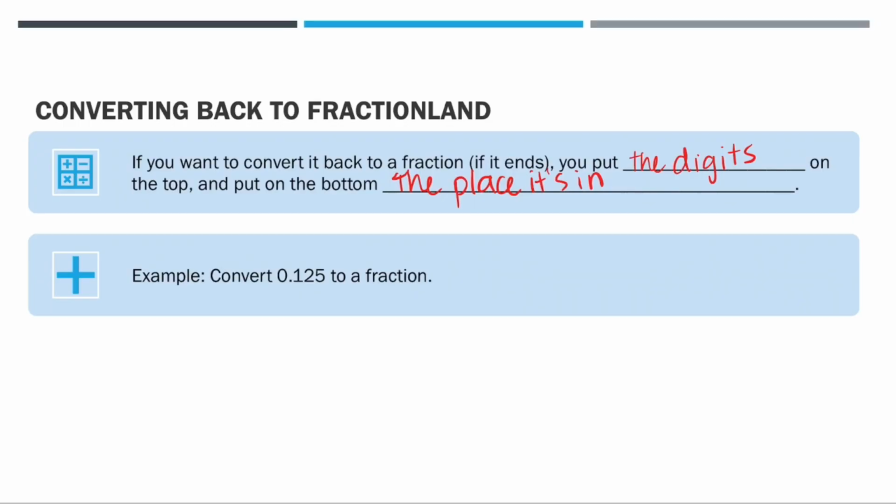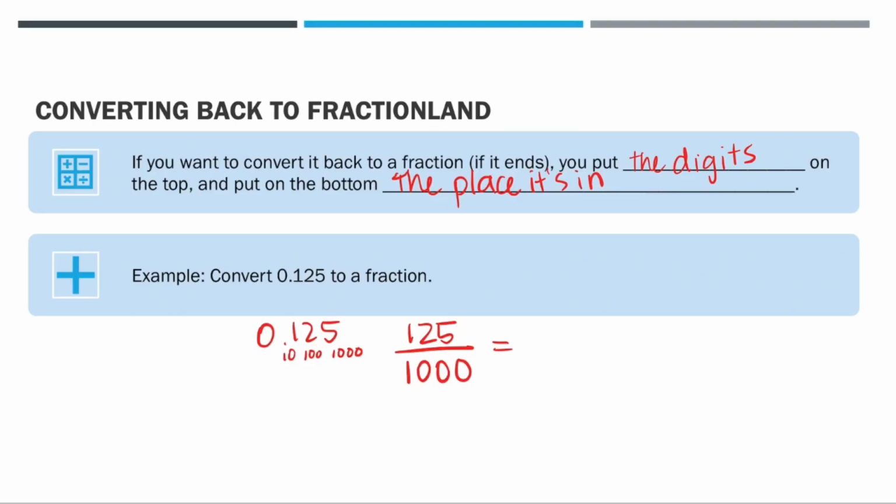So let's say we have 0.125. We want to convert it to a fraction. So I would do 125, those are the digits, and remember this is 10, this is 100, and this is 1,000 place. So I would put it over the 1,000th place, and then you would have to simplify it. So I usually start by looking if it's divisible by 5, and everyone kind of does this a little bit differently.